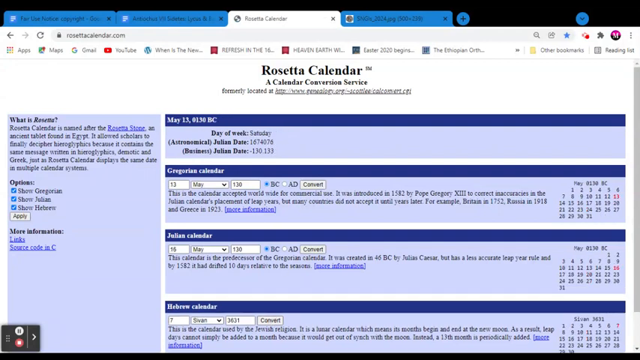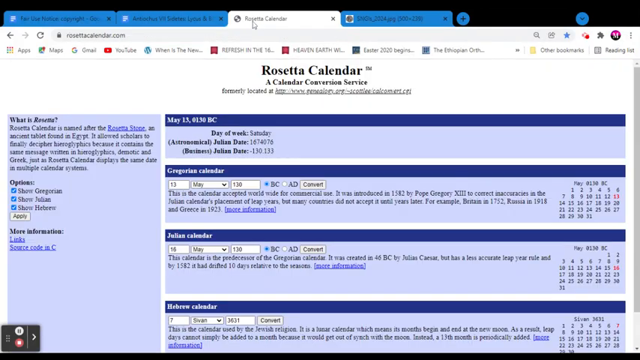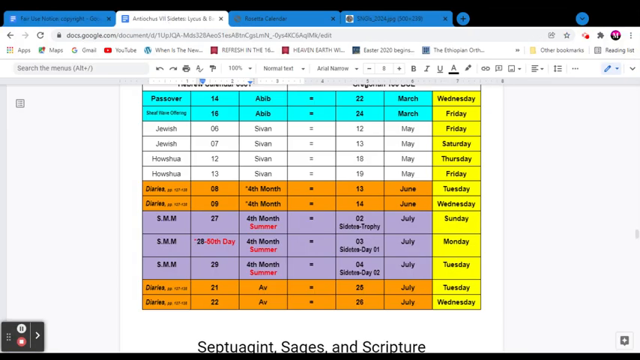When we plug in Sivan 7, we would get May the 13th in the year of 130 BC. So let's go back to the chart and we plug that in as May the 13th. And as you see here, it falls on a Saturday. That's when they would have their Pentecost.